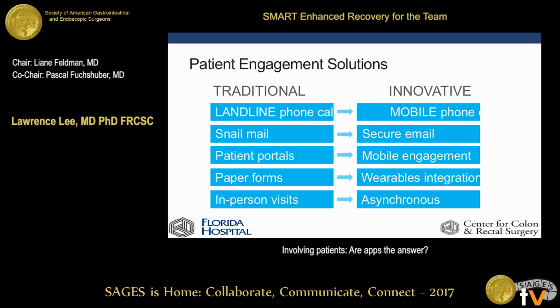When we look at some of the traditional ways of engaging patients, so calling someone's landline, snail mail, patient portals, paper forms, inpatient visits, the whole mobile health revolution has gone towards: we're going to call your mobile phone, we're going to send you emails, we're going to have mobile engagement, which is apps. We'll talk a little about wearables integration. This is a lot of the activity trackers and asynchronous visits, meaning that a lot of this is actually done not in person.